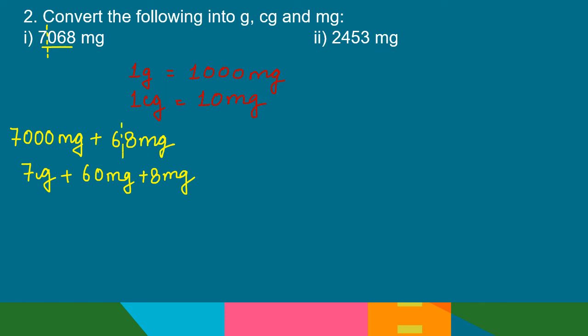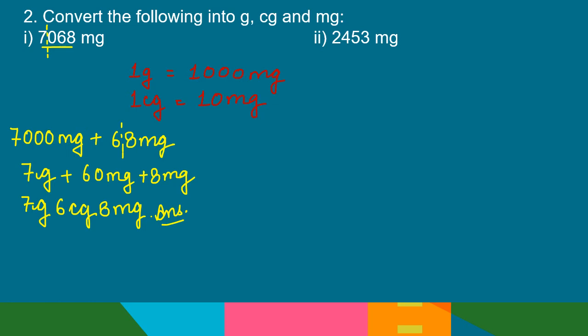So this 6 is at tens place, so the place value of 6 is 60. Therefore we will write it as 60 milligram and 8 milligram. Now 60 milligram will be equal to 6 centigram, because 10 milligram means 1 centigram. So 60 milligram means 6 centigram and then 8 milligram. So 7068 milligram is equal to 7 gram, 6 centigram and 8 milligram.